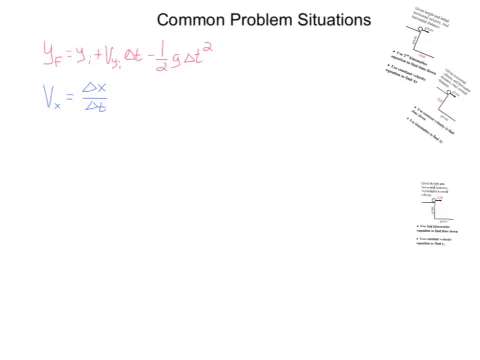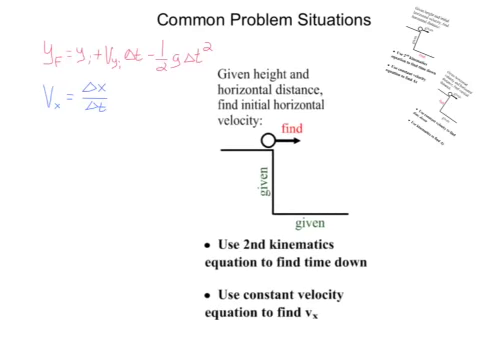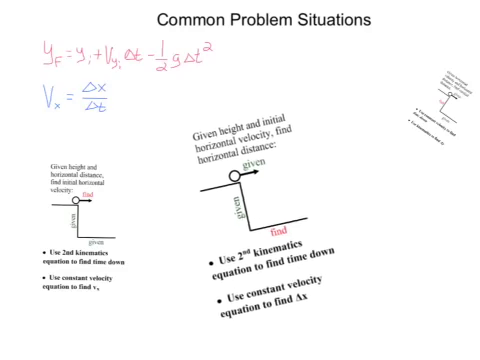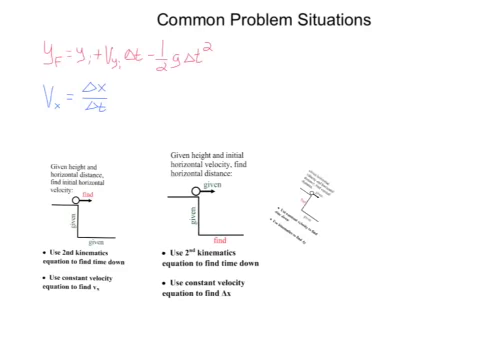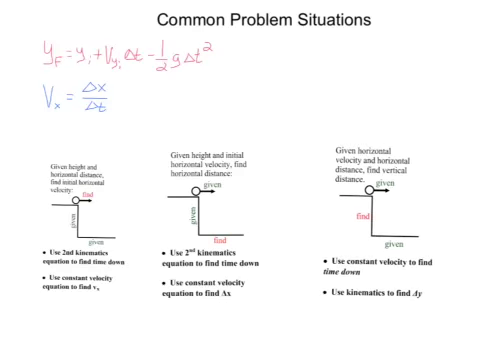The third situation that we would deal with is where you are given the height, you're given the horizontal distance, and you're asked to find that initial velocity. In that situation, you would first use the second kinematics equation to find the time down and then use the constant velocity equation to find that horizontal velocity. So you can see a pattern involved in all three of these types of problems involving horizontal launch. You're always going to first be using something to find the time that it takes to land, and then use something else to find the information you're looking for.